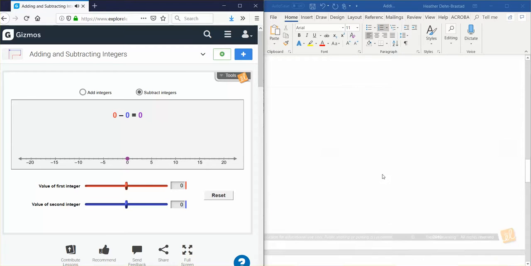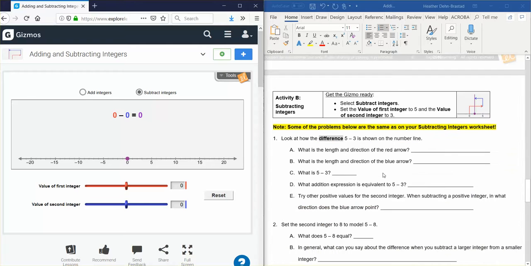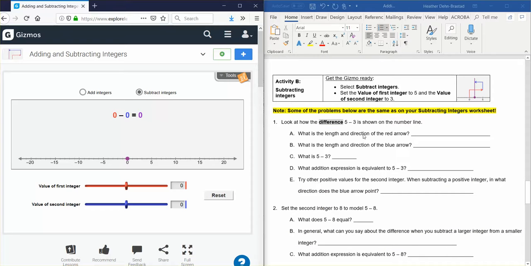Alright, so the worksheet, there's two parts to the worksheet. This is optional, you do not need to complete the worksheet. I thought the Gizmo was nice to demonstrate how you would add and subtract integers on a number line, but you don't have to fill the worksheet out unless you want to for extra credit.